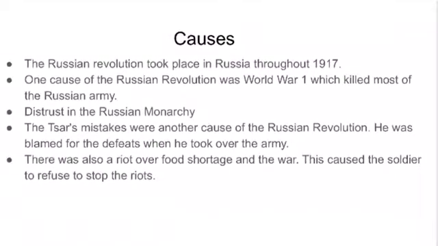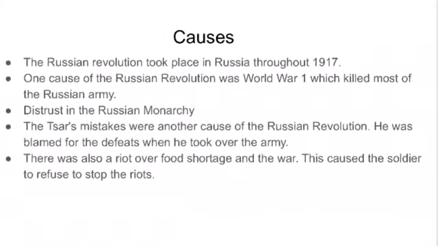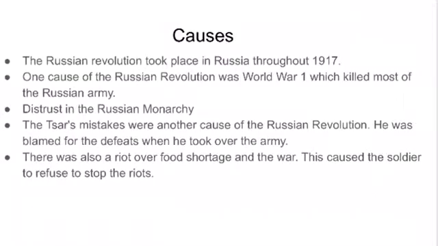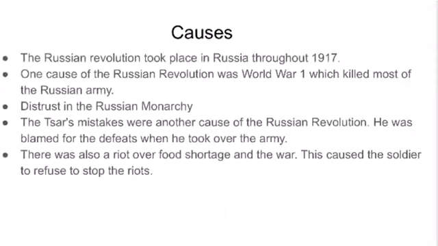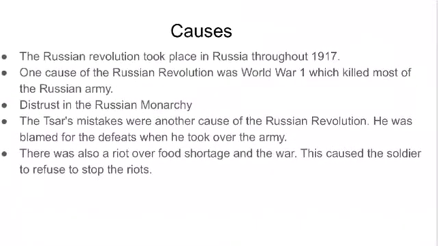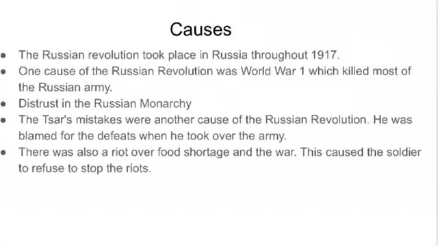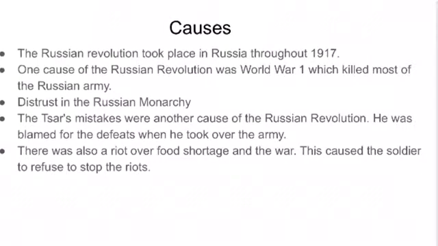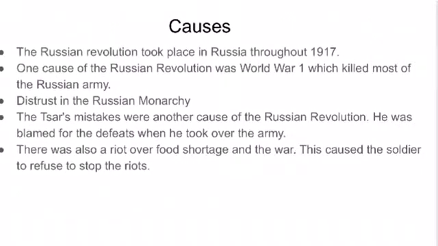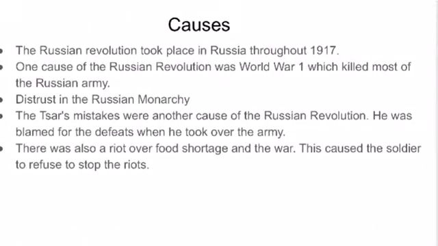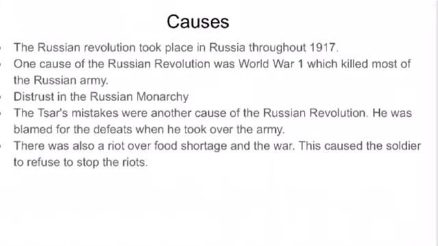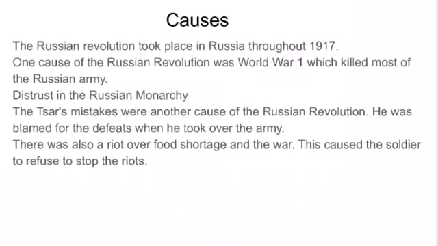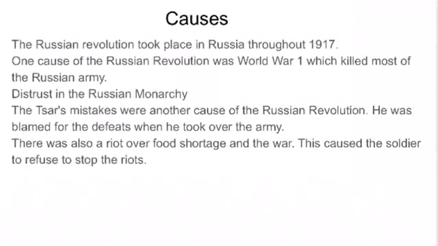One of the causes of the Russian Revolution was World War I, because it killed most of the Russian army. Bloody Sunday and the Russian defeat also led to the revolution. There was a government which was very corrupt, which caused soldiers to refuse to stop riots that happened because of the scarcity of food, which caused starvation among the people.